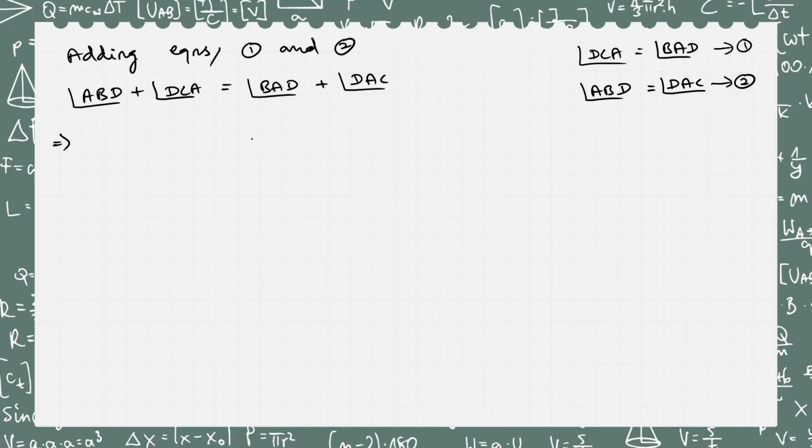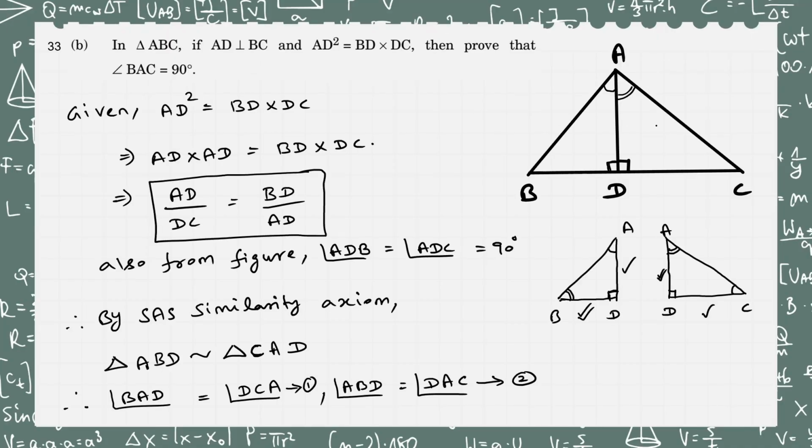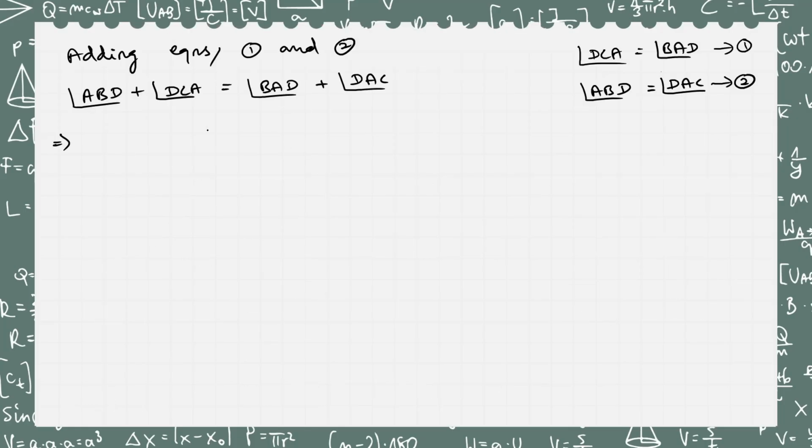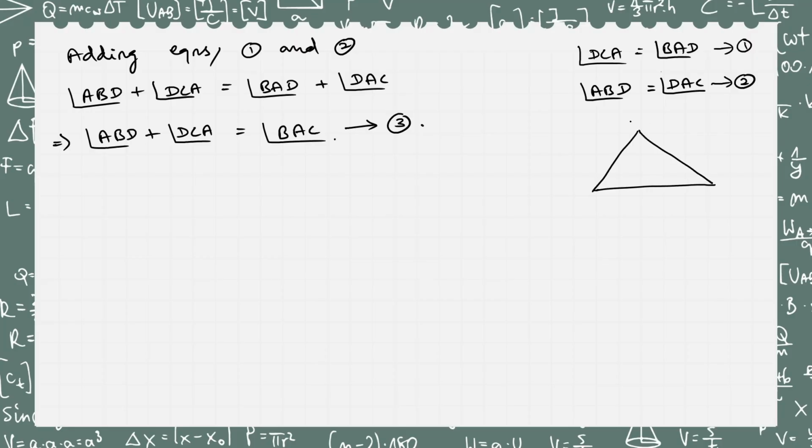So the other side is BAD plus DAC, right? BAD plus DAC is the total angle at A, which is BAC, right? So angle ABD plus angle DCA equal to angle BAC. So let us call this our third equation. Let us consider the whole triangle ABC. I am drawing it again for our understanding purpose. This is our triangle ABC.